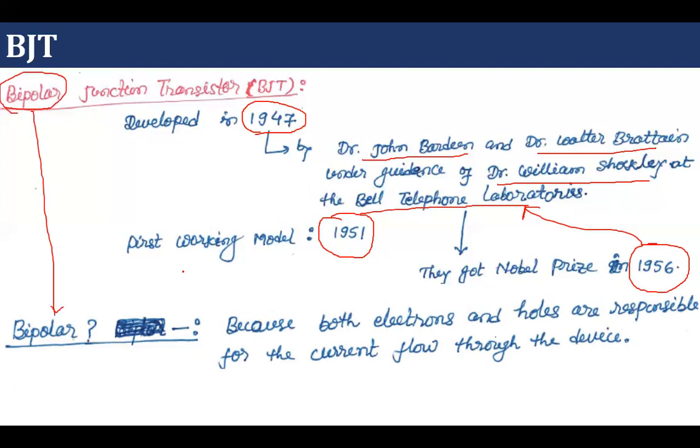Bipolar means the current which flows through this device is due to both electrons and holes. In semiconductor materials, we know that we have two charge carriers, electrons and holes. Here we have included this bipolar terminology within the name of the semiconductor device just to indicate that both electrons and holes are responsible for the flow of current. There is another category of device, the MOSFET or field effect transistor category, in which current flows due to only one charge carrier. Just to differentiate from that, we have the name bipolar.